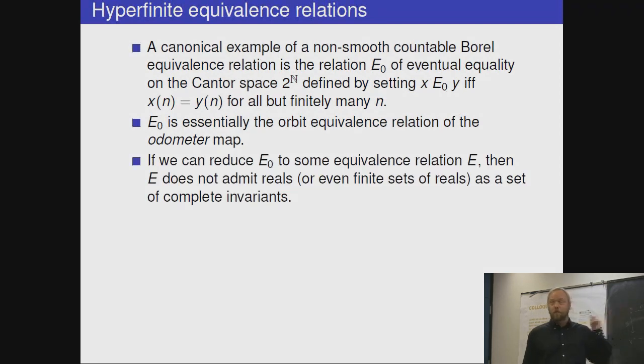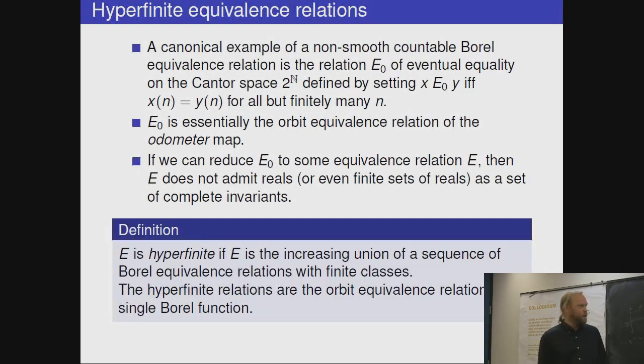So in particular, we know that this doesn't admit single real numbers as complete invariants. If we could reduce this to some other equivalence relation, we know that other equivalence relation also won't admit single real numbers as complete invariants. But E0 is sort of the next step up from smooth, or what we call hyperfinite, something that is written as an increasing union of a sequence of Borel equivalence relations with finite equivalence classes.